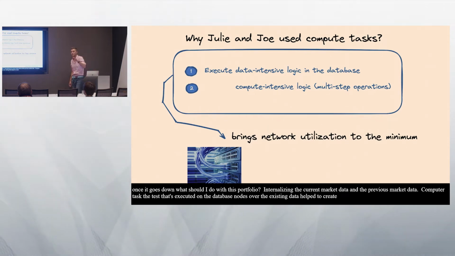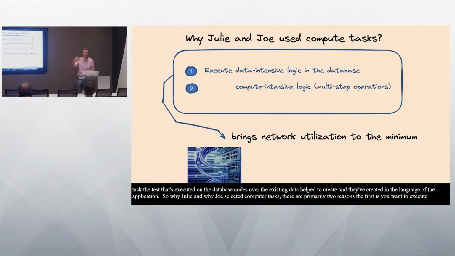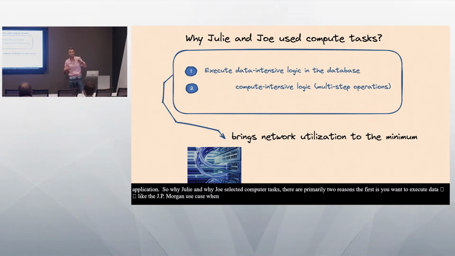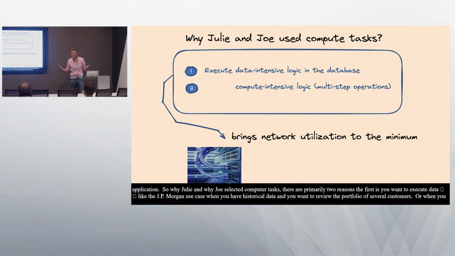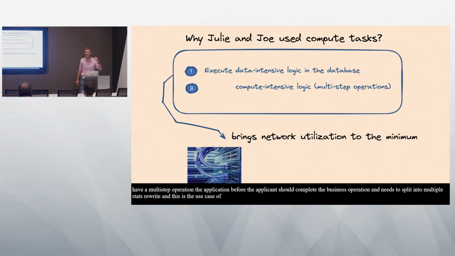So why did Julie and Joe select compute tasks, right? There are primarily two reasons. The first one is you want to execute data-intensive logic in the database. It's like the JP Morgan use case when you have historical data, probably big data, or current data, and you want to decide what to do with the portfolio of several customers. Or you have compute-intensive logic. It's when you have a multi-step operation. Before your application completes a business operation, it needs to split it into multiple steps, read, write. And this is the use case of Expedia when you want to see the flights from point A to point B.